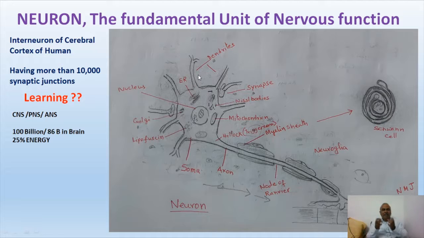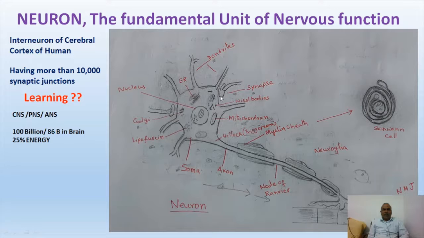Dendrites are the areas of reception. They collect the information from different sources. Several dendrites are connected to several parts. So whichever part gives the information to the neuron, the neuron receives the information through dendrites. So dendrites are called the areas of reception of information.